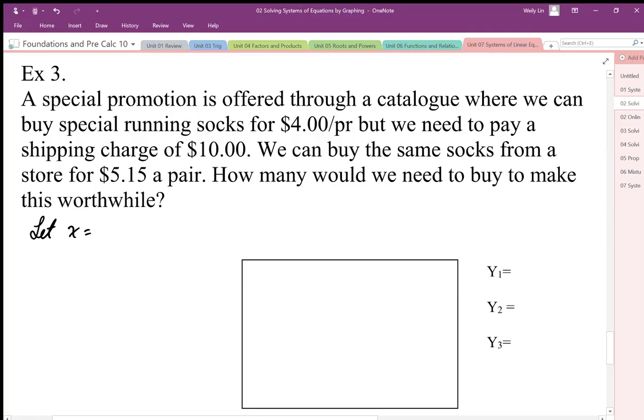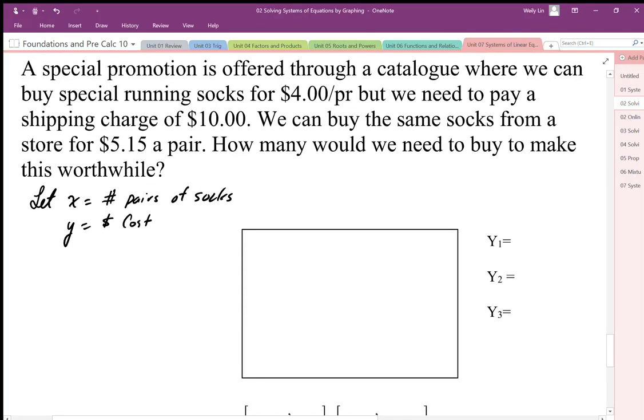So the dollars are dependent on the pairs of socks. So the X's are independent, which is our number of pairs of socks. And that makes Y the dependent, which is the total cost. Okay, so that's the first thing. We need to understand what we're relating, and then we need to come up with our equations.